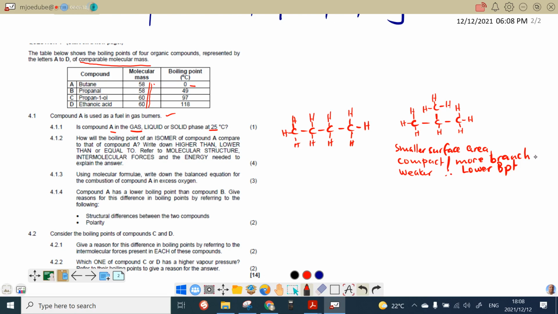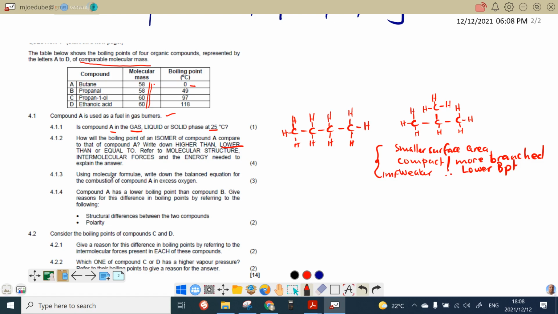So it's more branched, and therefore the intermolecular forces are going to be weaker than when it is the open or less compact structure of your butane, right? So less energy is needed to overcome these intermolecular forces, and therefore the boiling point is going to be lower. And then you look at the molecular structure, and the reasons include those.